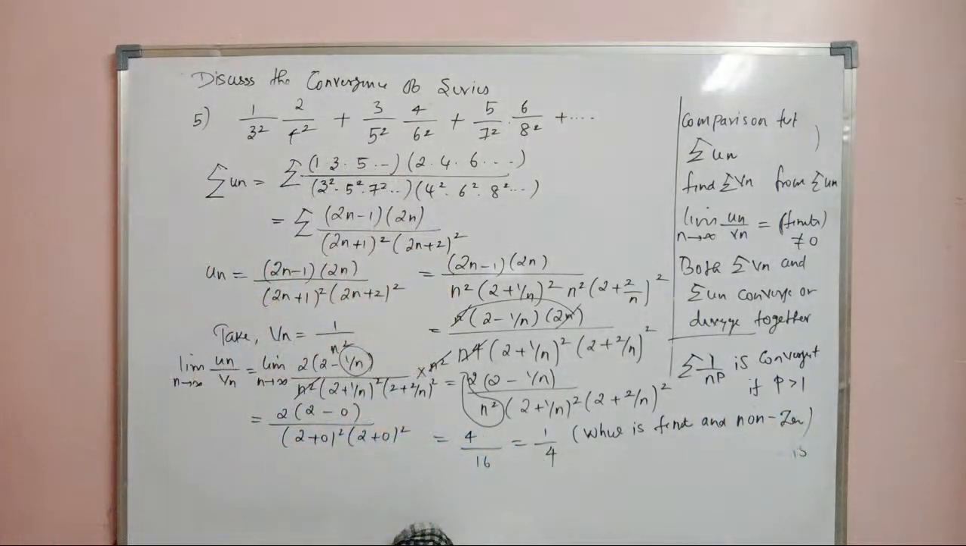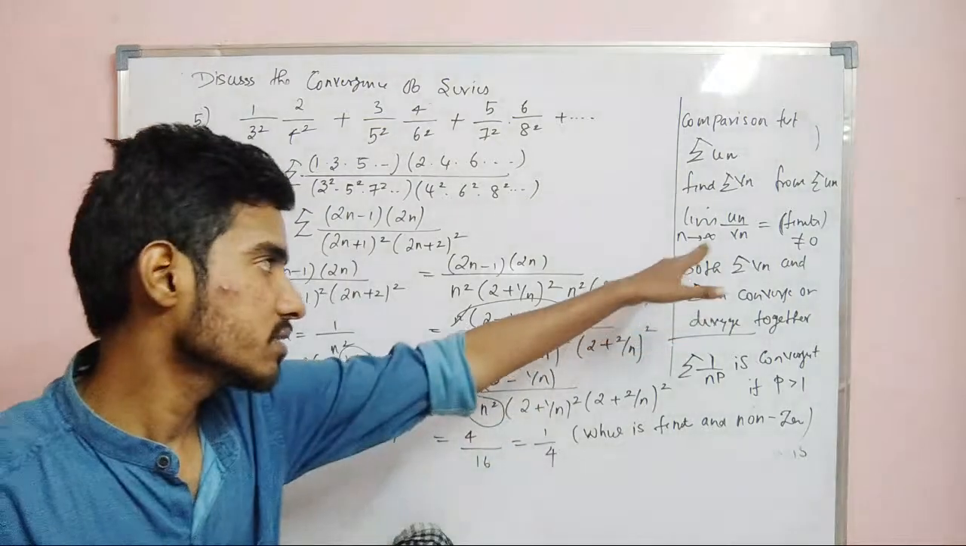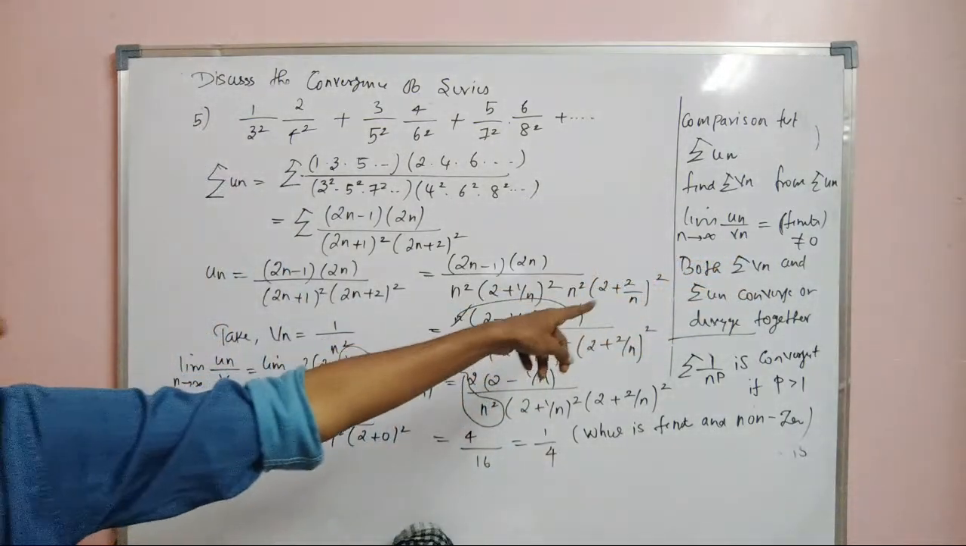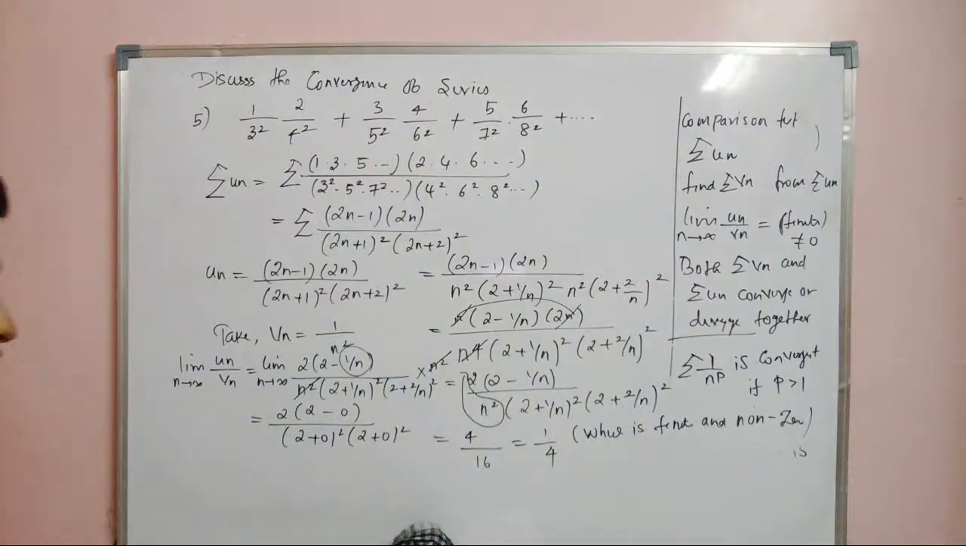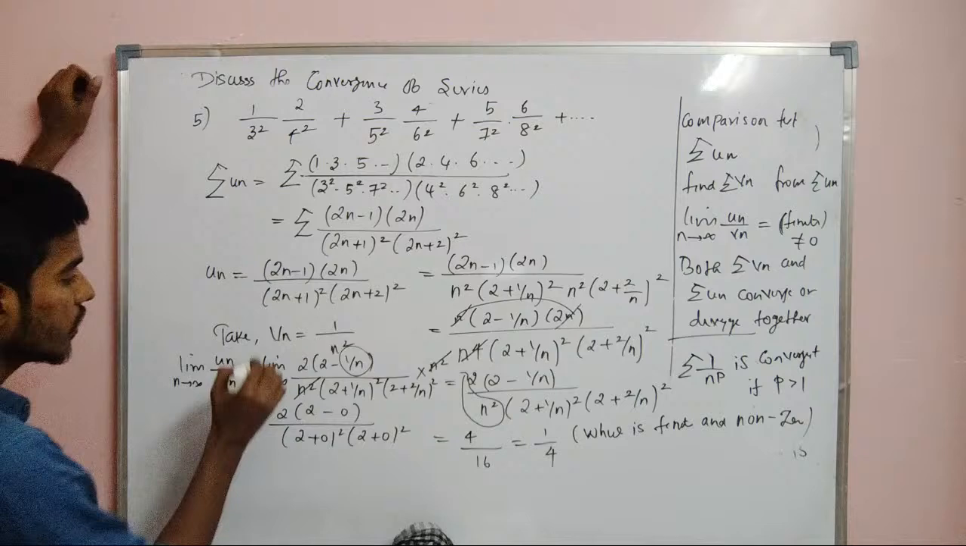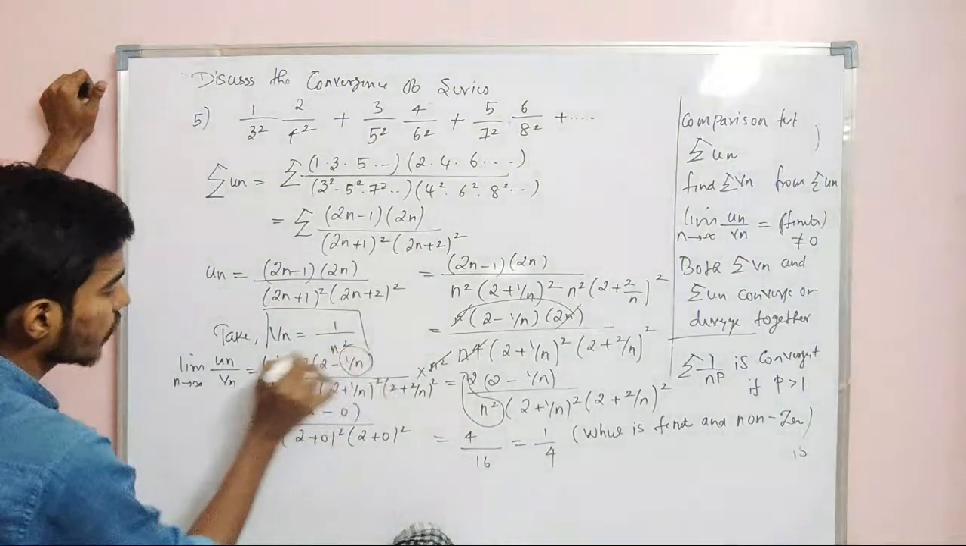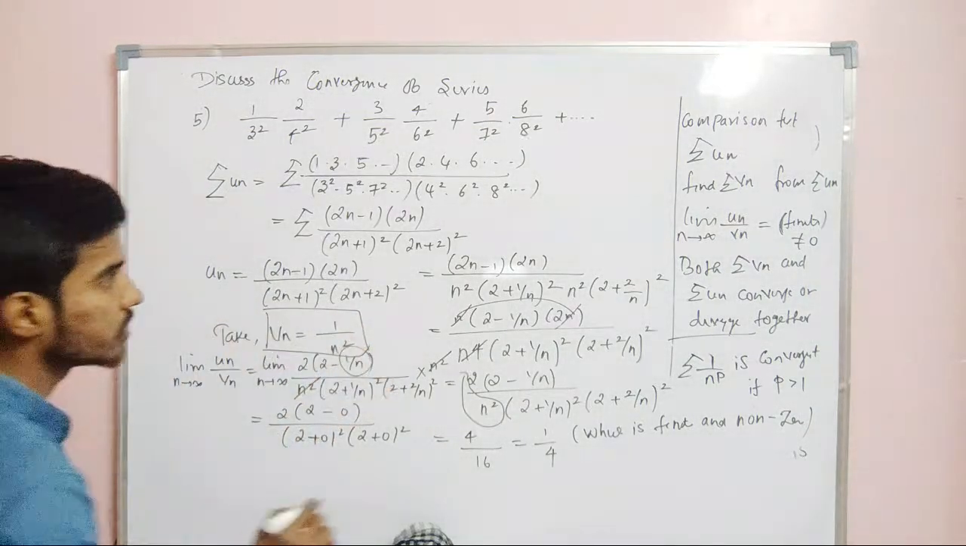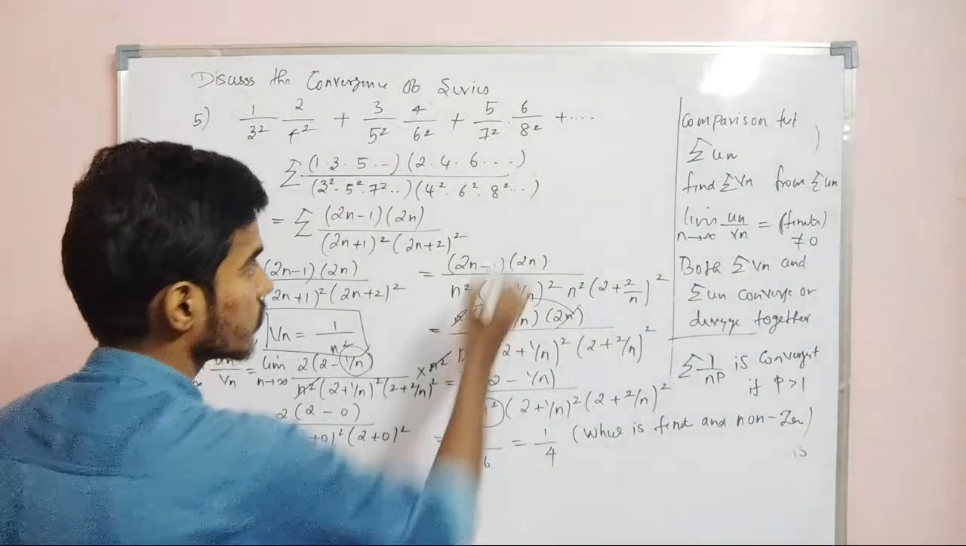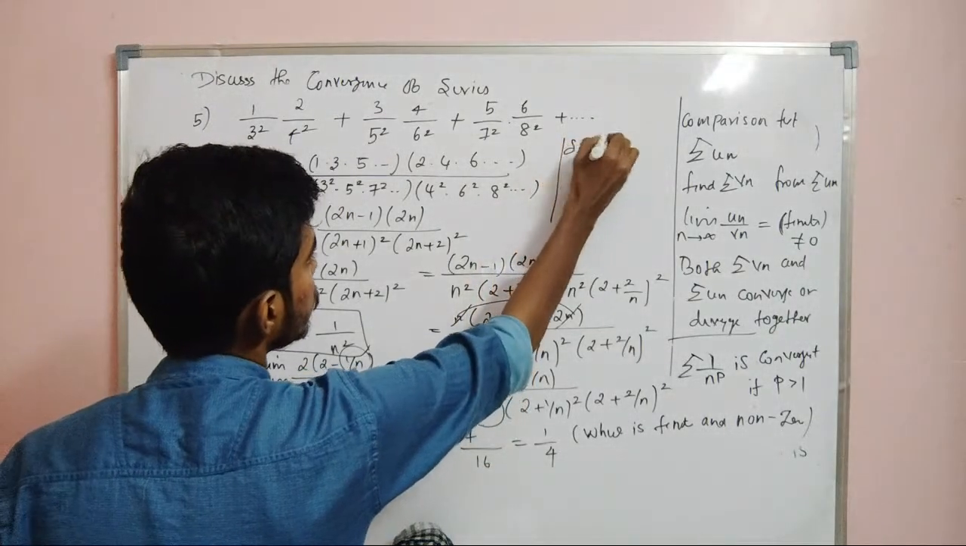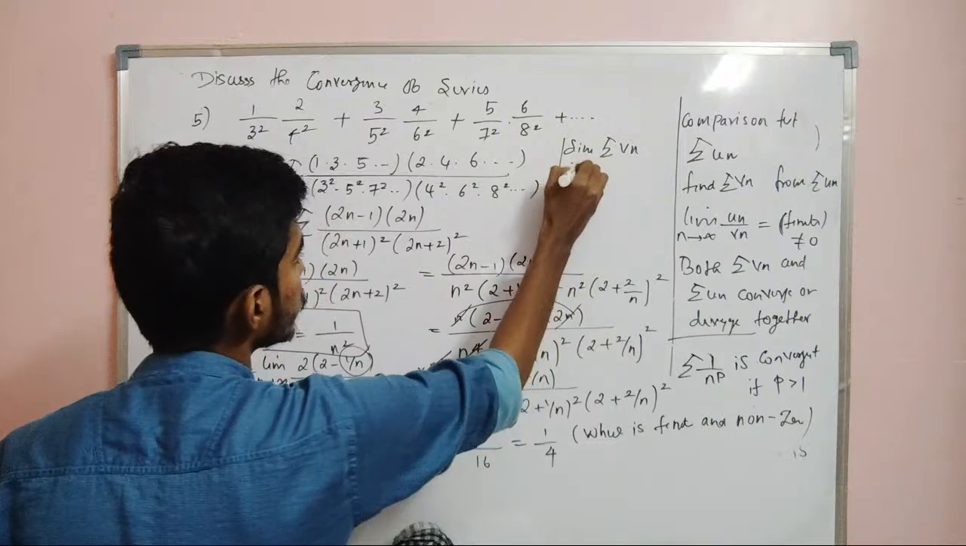So therefore, if summation bn is finite and non-zero, then if un is convergent, bn is also convergent, and if bn is divergent, un is also divergent. So what is our bn? Our bn is 1 by n square. So, I write it here, since summation bn is convergent, why?